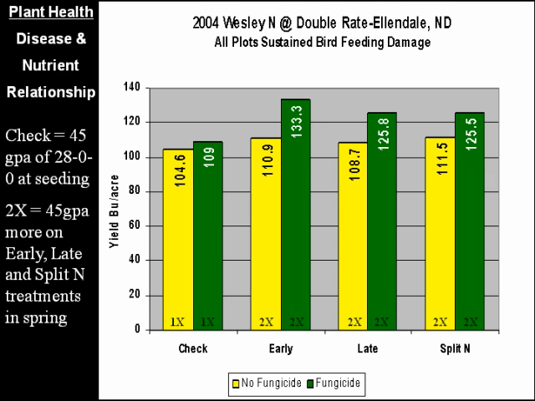The thing that I wanted to point out is similar to the fungicide, if you compare the yellow bar in the early 2X at 110.9 bushels to the 1X bar at 104.6, we basically picked up about the same amount of yield increase with the extra nitrogen as we did with the fungicide. But as you look at the green columns where we had the extra N plus the fungicide, we were picking up a substantial increase over the non-treated single rate nitrogen. So we were picking up close to 25 to 30 bushels with both the fungicide and the nitrogen.